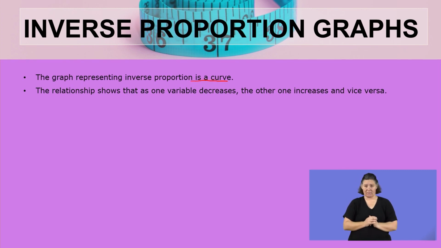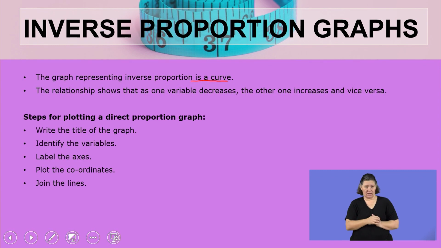Remember, the one to represent the direct proportion was a straight line. So the one to represent the inverse proportion should now be a curve. Why is it a curve? Because when one variable increases, the other one decreases. And when one variable decreases, the other one will increase.